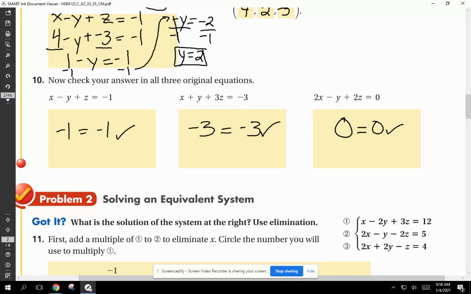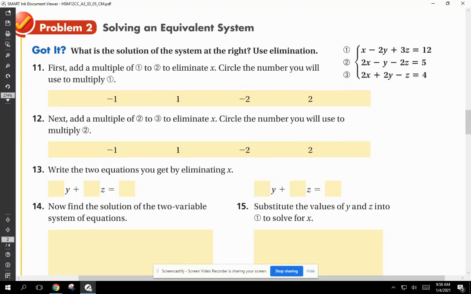So problem 2, solving the equivalent system. What is the solution of the system at the right? Use elimination. Okay, so like I said before, there's a lot of work involved with these questions, so we're not going to do all of them, but you can do the first 2 at least, and we'll do this one. And then we're not going to do problem 3 and 4, because 3 is a substitution problem. It's a lot of work, and 4 is a real life problem, which I'll just talk about, and give you the answers. I'm not going to expect you to do all of that.